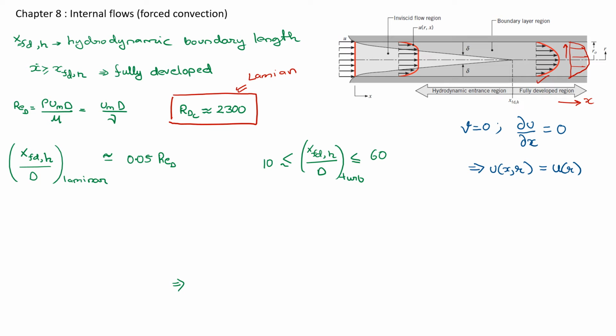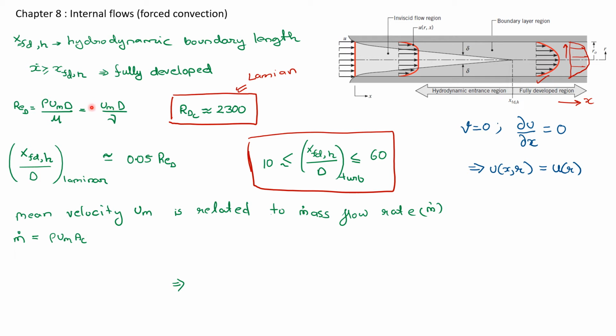And this here is the relation for if your flow is turbulent. So if your flow is turbulent, your xt, or your fully developed boundary length, can be anywhere within a range. It will be somewhere between 10 times d and less than 60 times d. So these are two empirical relations that you must know.